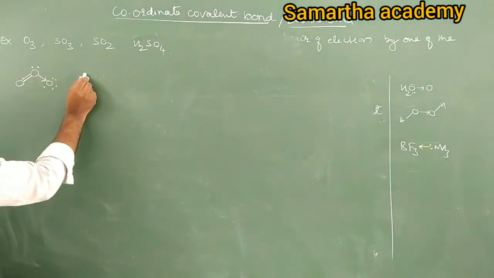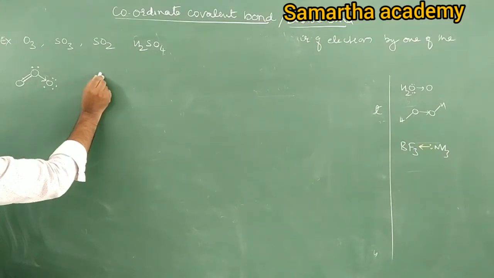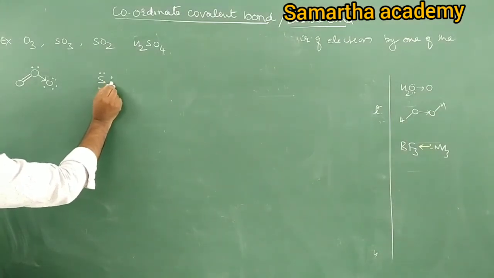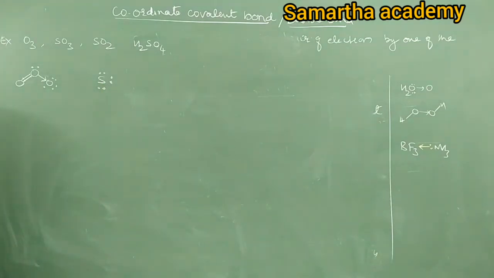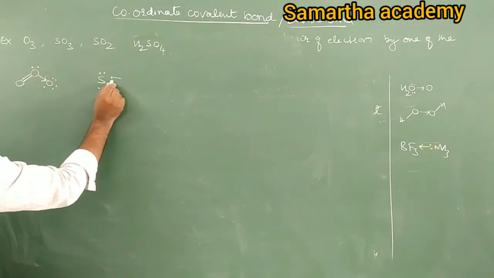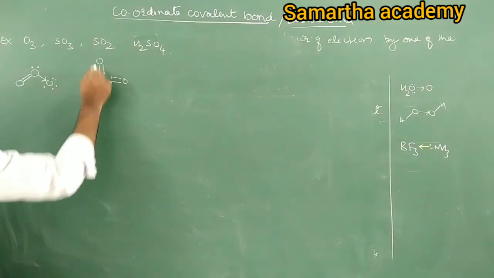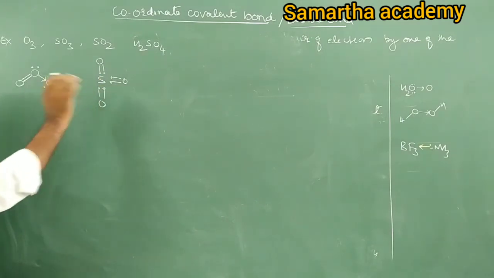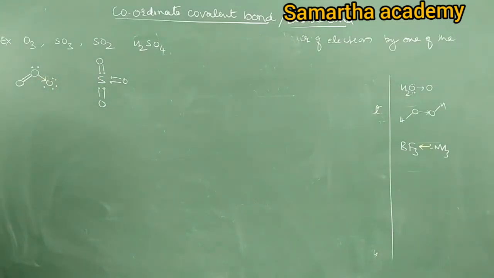Similarly, take SO3. In SO3, sulfur has 6 valence electrons. If you write all oxygens with double bonds, you better write it like this first, so they will understand. Tell me whether this structure is possible according to the octet rule. This is not possible.